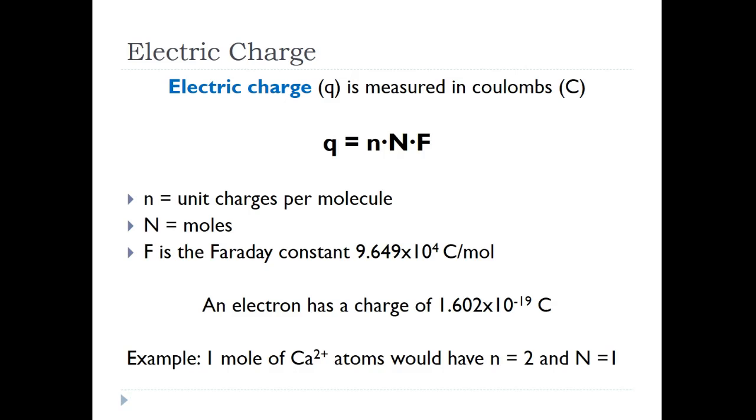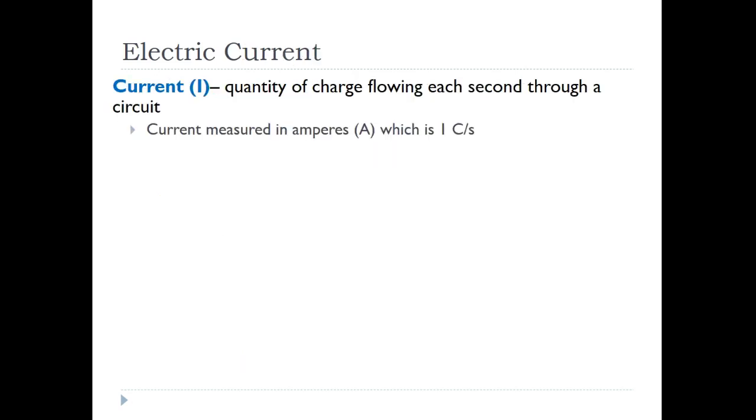Faraday constant is always present. I didn't actually do the math to work this out, but the lowercase n and the capital N are the two that vary from question to question. So current, which is represented by a capital letter I, is the quantity of charge flowing each second through a circuit. So it's the charges per second. The unit, which is amps, capital A, is actually coulombs per second, kind of like joules is actually kilogram meter squared per second squared. It's kind of a shortened version of it. So amperes, amps, is coulomb per second. It's charge per time.